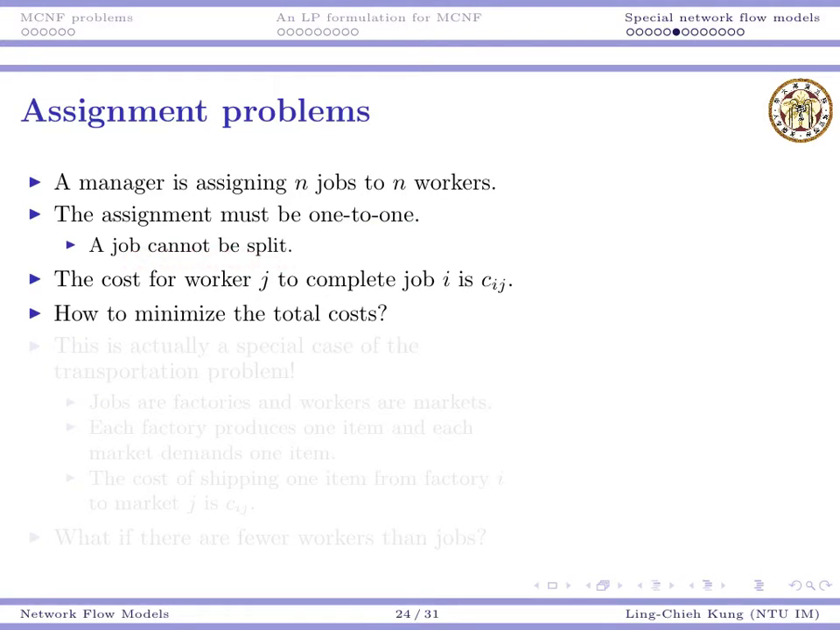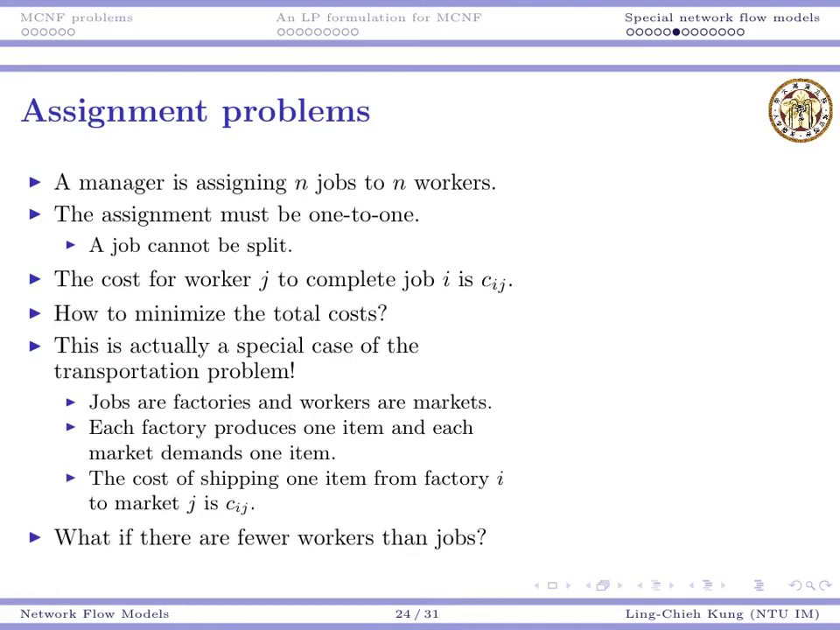The cost for worker j to complete job i is Cij. So different people may have different preferences about jobs. I may do one job easily while I feel another job is very hard. That's possible. Different combinations have different costs. The problem is how to find the best way of assigning all those jobs. For this problem, it's actually a special case of the transportation problem.